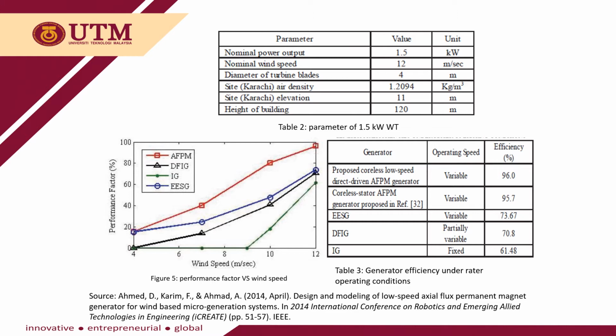Based on figure 5, the performance factor versus wind speed, it showed that the AFPM generator is much better compared to the other generator in terms of performance factor with the low speed wind.